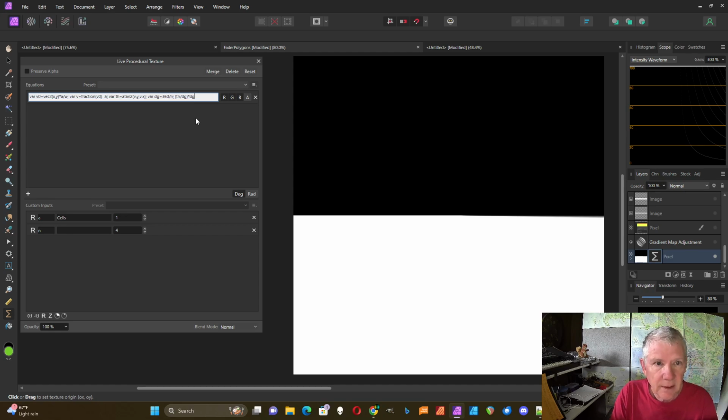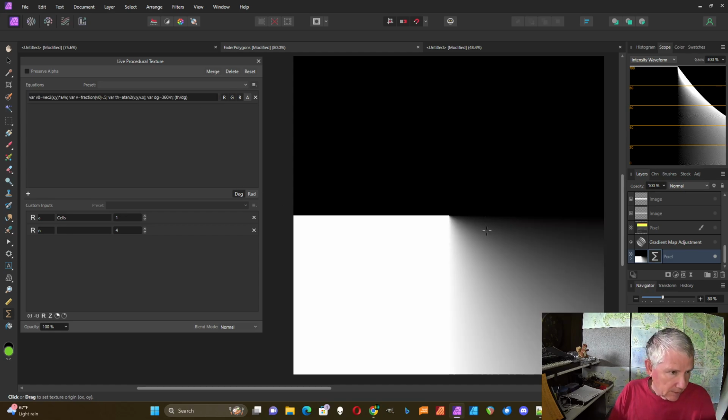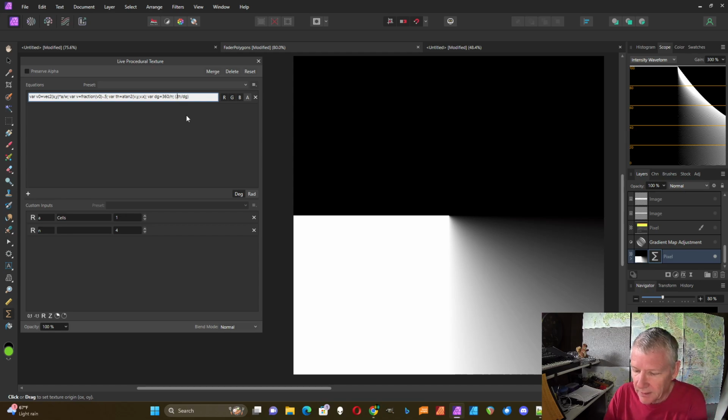Now what I want to do is rotate this backwards a little bit so that my 0 is up here on the 45-degree line. In order to do that, I'm going to add 0.5.